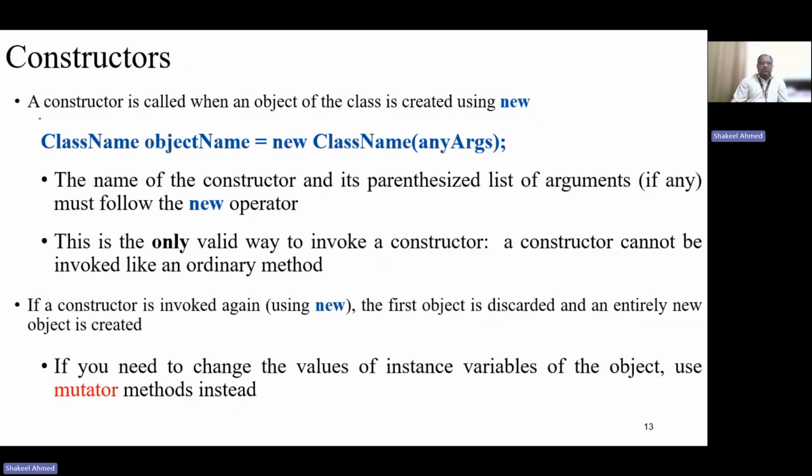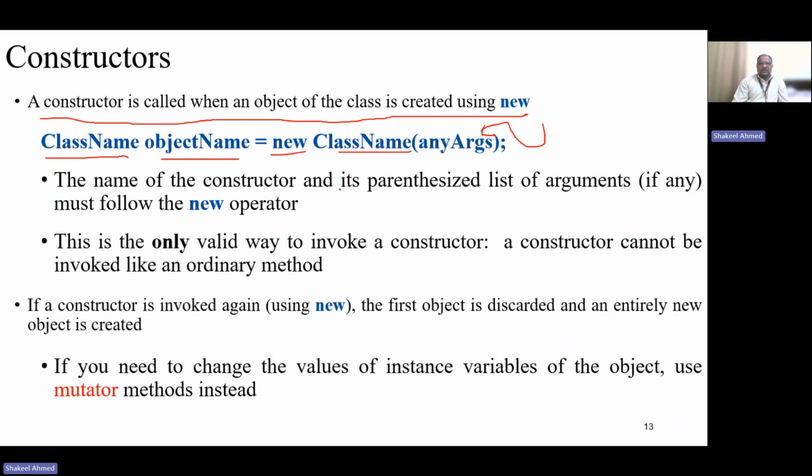So how do you do it now? A constructor is called when a new object of the class is created with new. You can see here the class name, the object name that you want, equal to new, the class name, and any arguments that you are going to use. For the constructor that you have defined, maybe you are using a default value or any arguments that you can use over here.